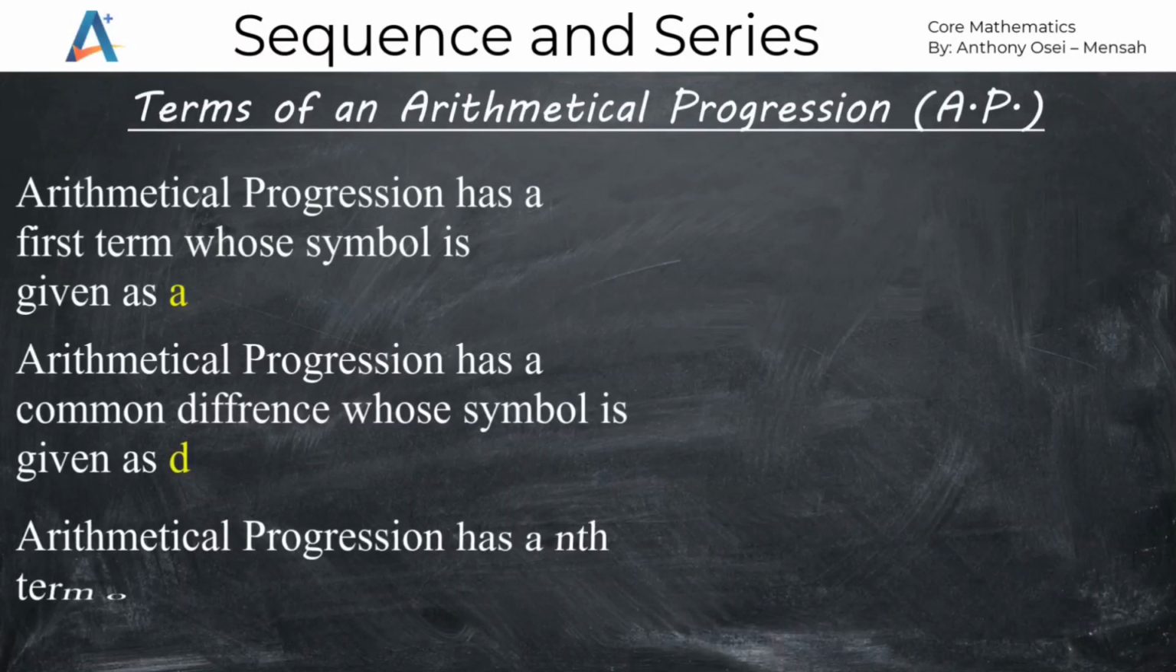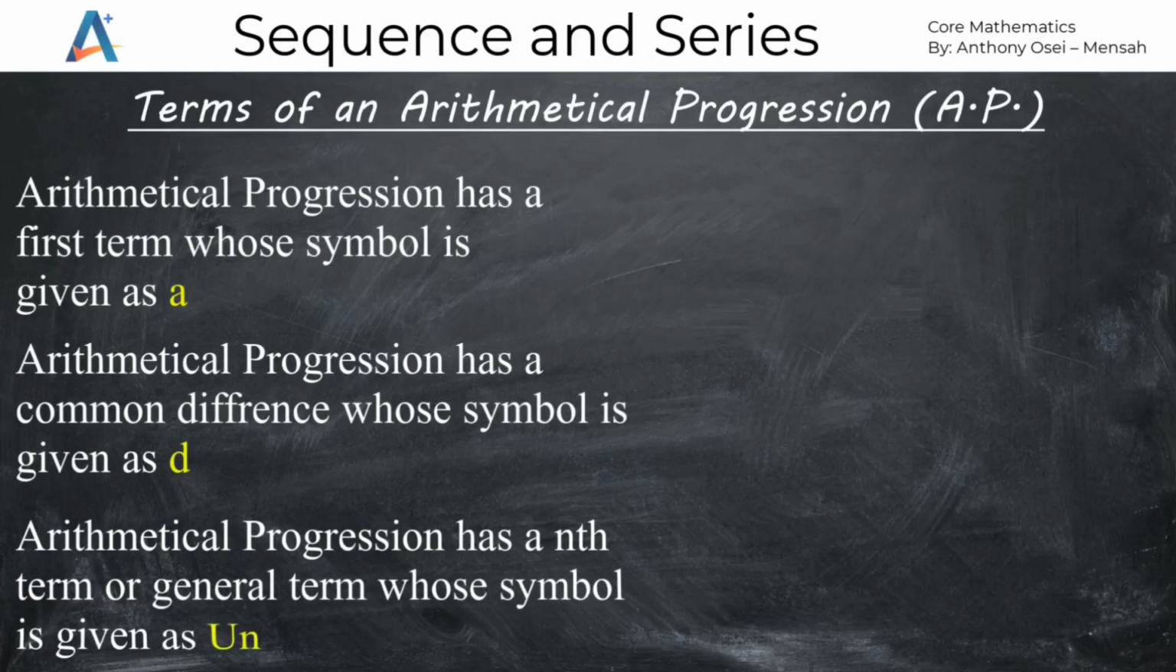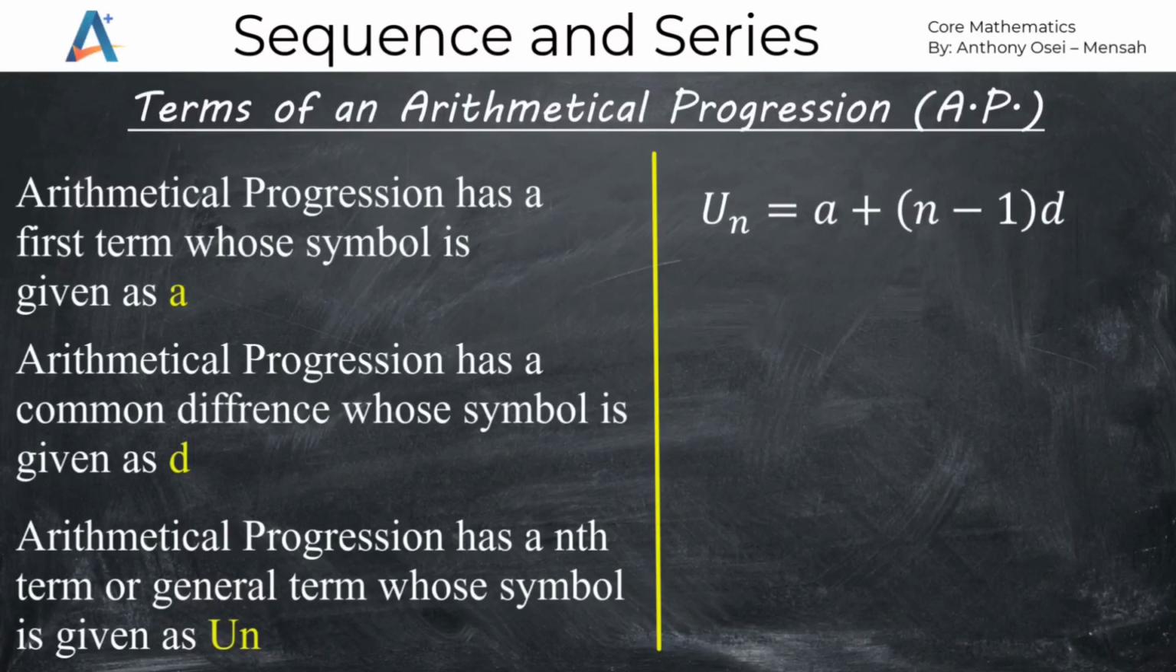Then, the symbol of the nth term, or the general term, in the arithmetical progression is given as Un. So Un becomes the symbol of the nth term. And the nth term is just the general term, or probably the one that is at the end of the arithmetical progression. Now, this is the formula for Un, which is equal to A plus (n minus 1) times D, also referred to as the nth term.